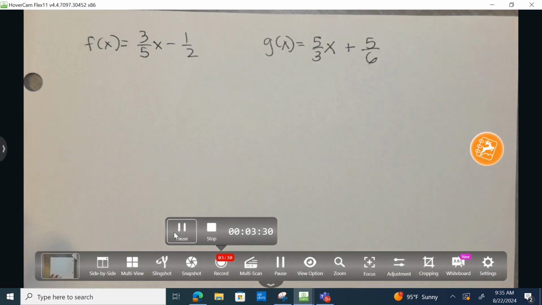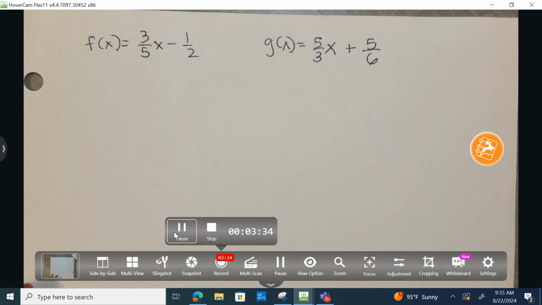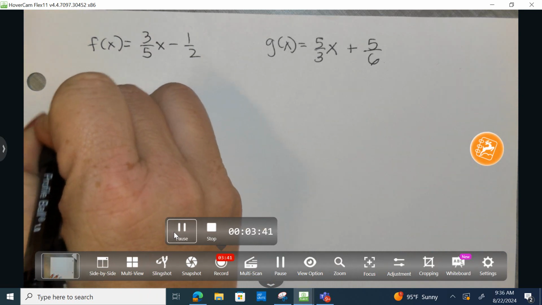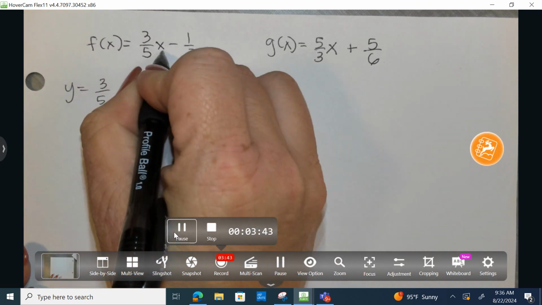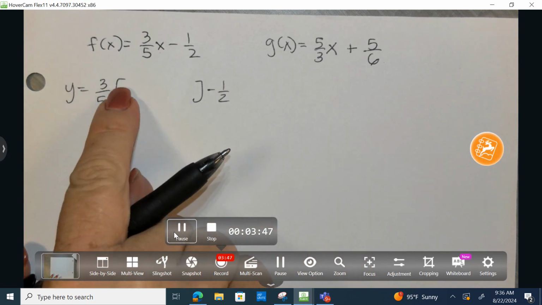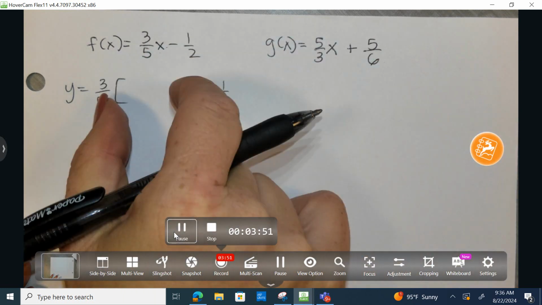In this problem, we are asked to prove that these two are in fact inverses of one another using the composition of functions. So I'm going to start by writing this down, with a big parenthesis. I do not put the x in here. The x is eliminated. Now in this spot, I'm going to take this and put this in place.